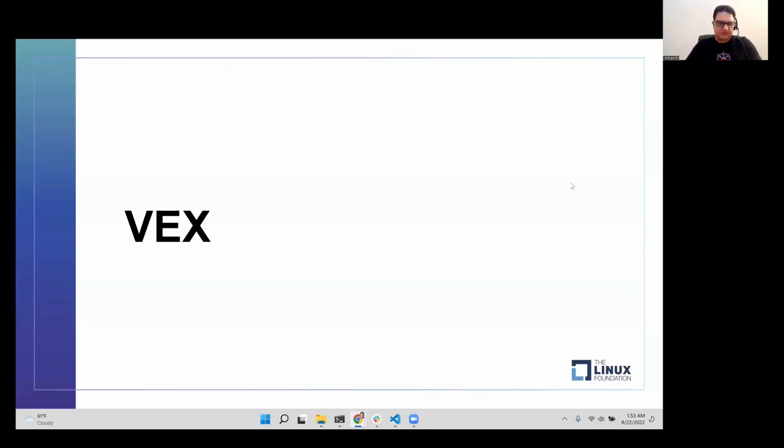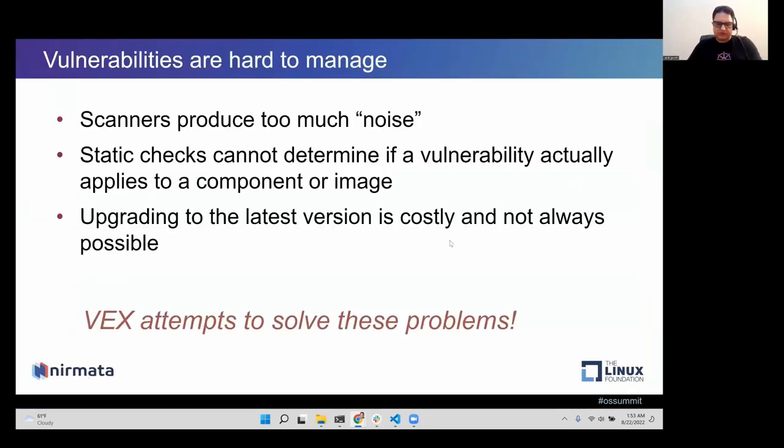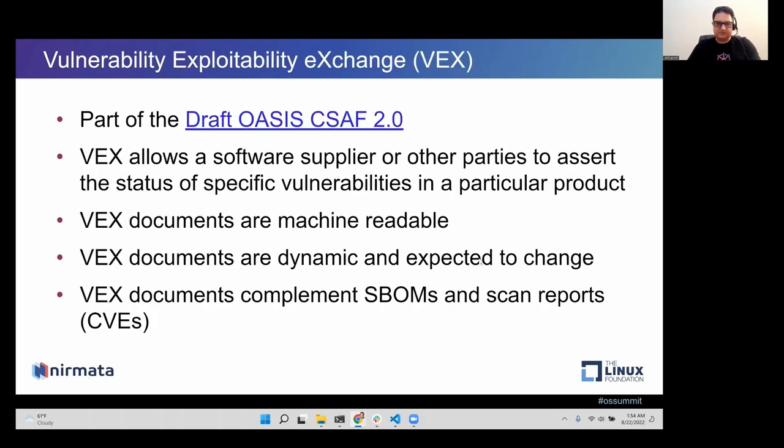In this last section, I'm going to talk about VEX, or Vulnerability Exploitability Exchange. We all know that vulnerabilities are hard to manage at scale, even for small projects. Scanners typically produce too much noise, and any static analysis tool can't really determine if a vulnerability actually applies to a component or an image, or if some of the features being reported are used or not. And of course, upgrading to the latest version is costly, time-consuming, and may not always be possible. So VEX attempts to solve these problems.